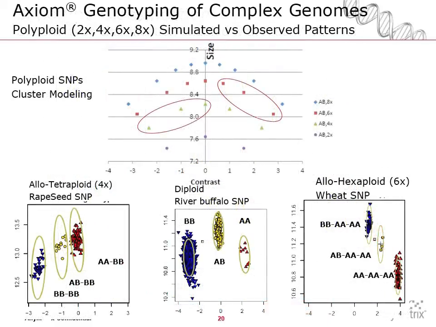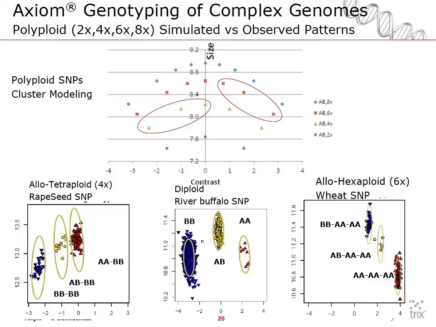What makes the analysis so special in genotyping analysis? This slide basically shows our capabilities for polyploid analysis, and you have polyploid SNPs. This is just a model which shows basically what can be expected when you have 2x, 4x, 6x, or 8x.